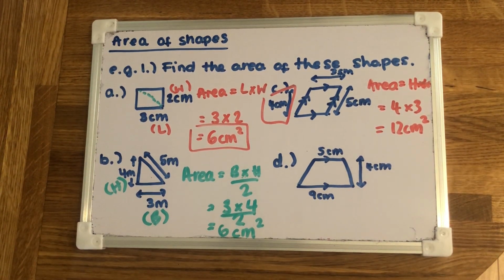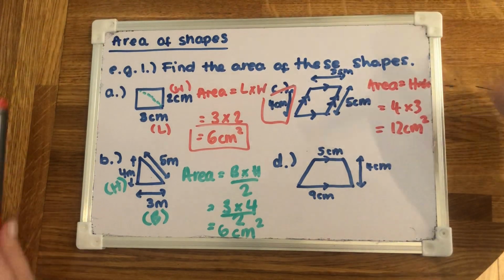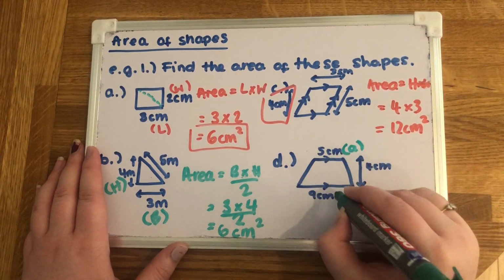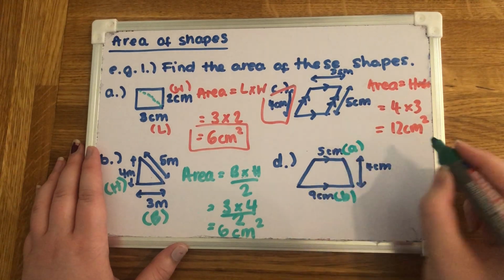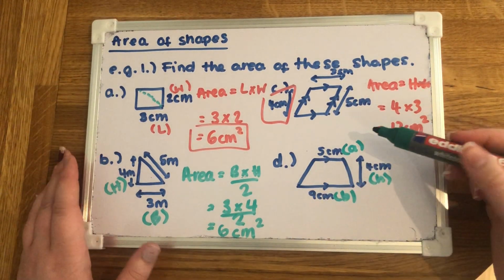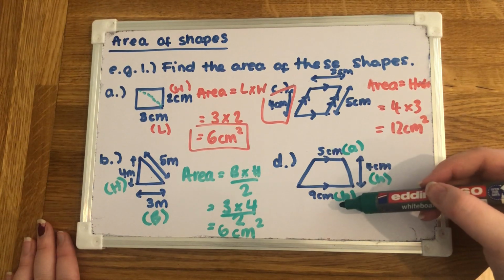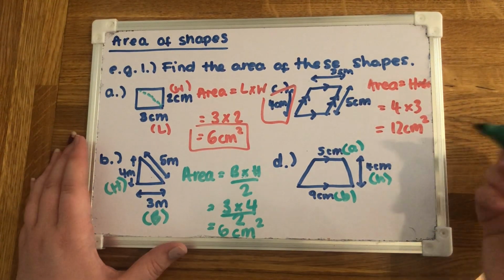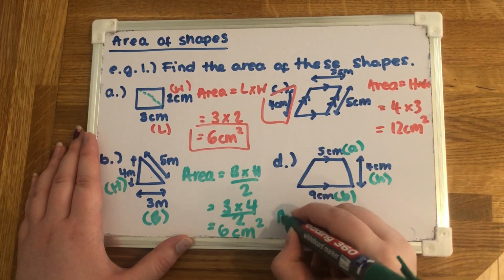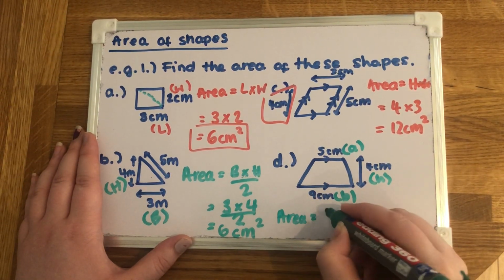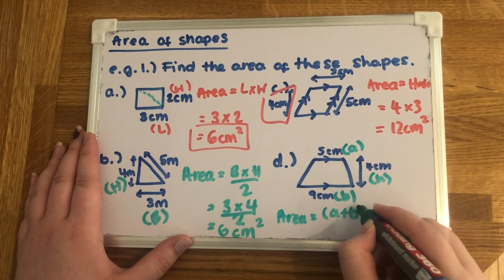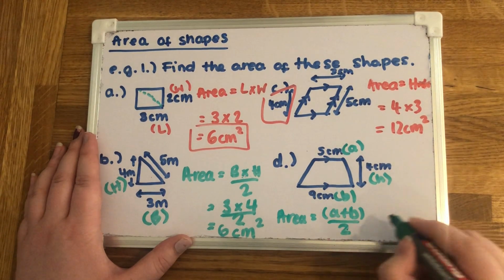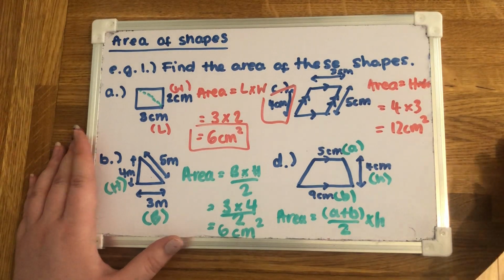Okay, the next one isn't the hardest one, but it's the one that people always forget. So the formula is, I'm going to label these as the parallel sides. The top one we call A and the bottom one we call B, and then I've called this the height, because it looks like the height. So the area is the parallel sides added together, so A plus B. We divide that answer by 2. And then we multiply by the height.